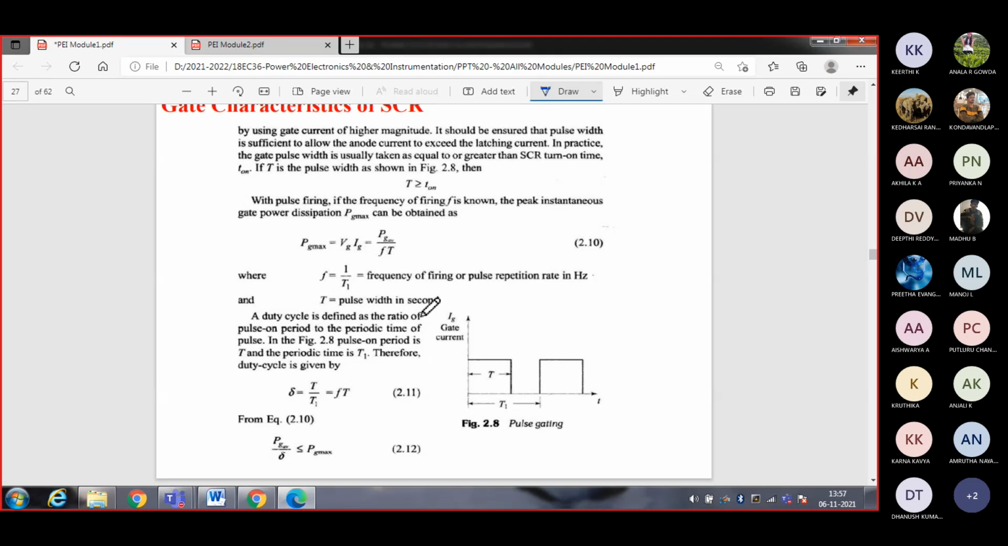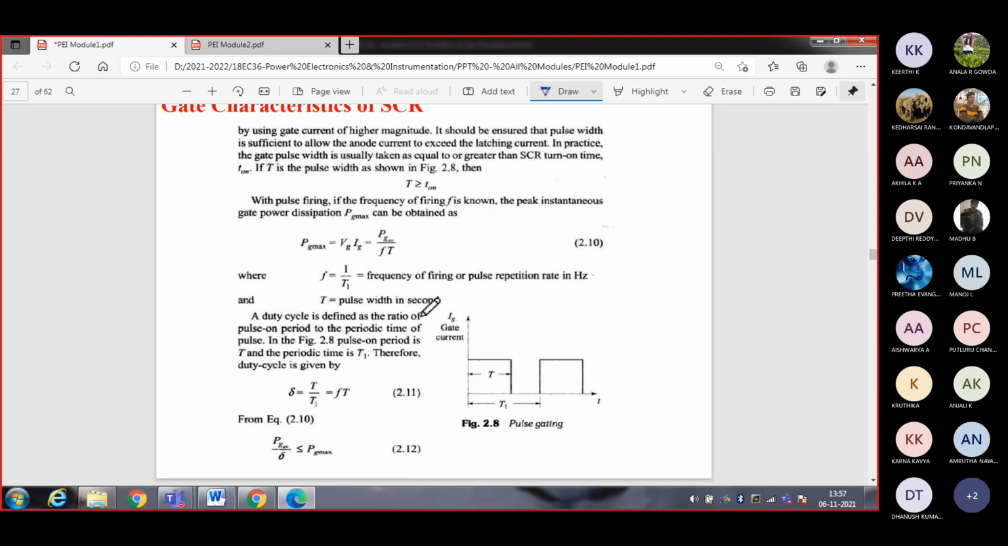So pulse width should be known. T is the pulse width, F is the frequency. Once you know that, then you are able to find PG maximum. Okay, the gate power maximum we can calculate that, where F is equal to 1 over T1, you can easily find out.